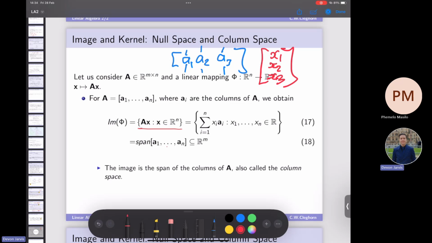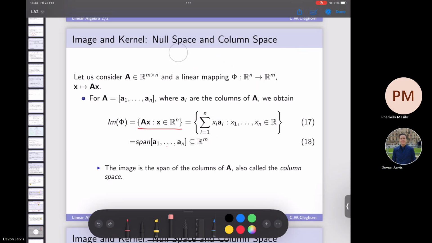When you write that out, you get a sum of each of these vectors on the left scaled by their x value on the right. It is a linear combination of the a's. And so that gives us our image. Whatever I can reach via a linear combination of the a's is my image, and so it's the span of the columns of A. All right, that's important.